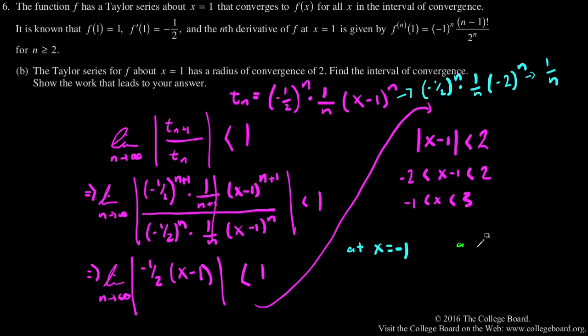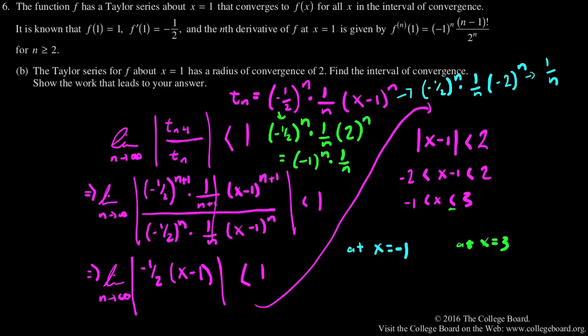At x equals 3, so when I do this, we have negative 1/2 to the n times 1 over n times 2 to the n, which reduces down to negative 1 to the n times 1 over n. This is alternating harmonic. It does converge, so we do have that, or equal to.